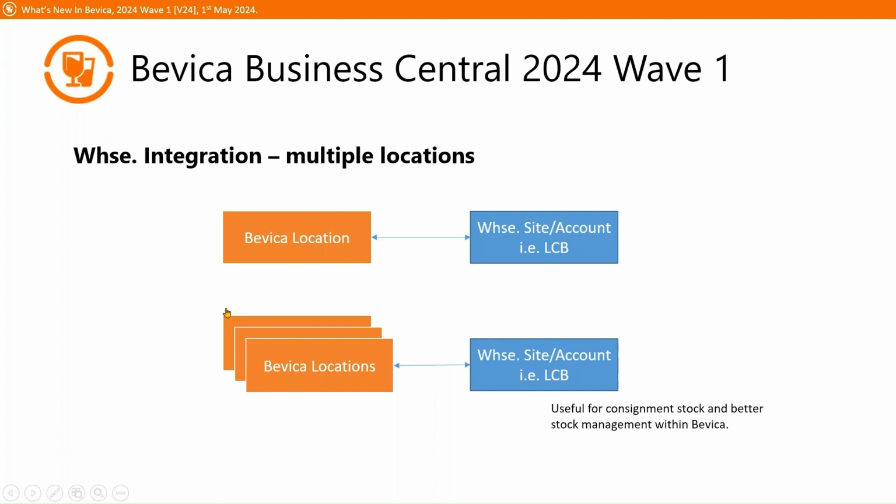And we found this was useful if you're running consignment stock. So from the Bevica point of view, you can separate your consignment stock in location A and have your stock in location B, but actually it's all in the same place at LCB. So LCB don't need to know that you've split it out because we don't tell them, but you from a management point of view in Bevica can split it out nicely for reporting and so on.